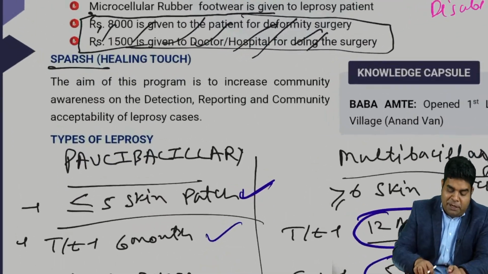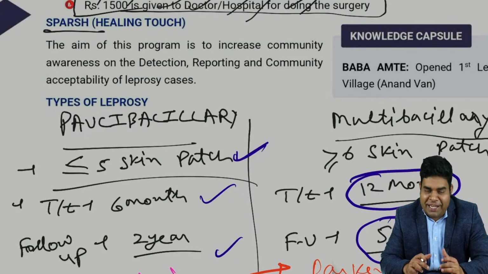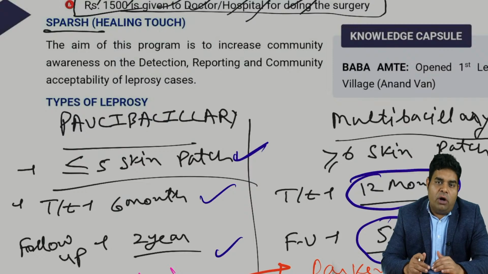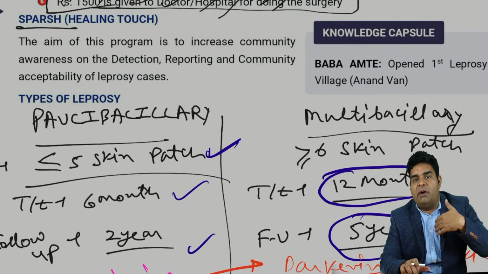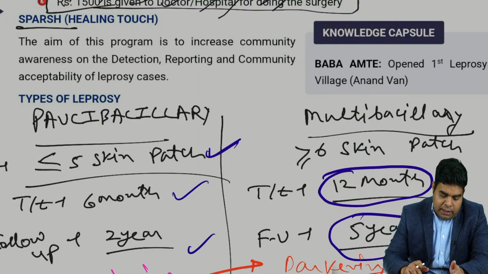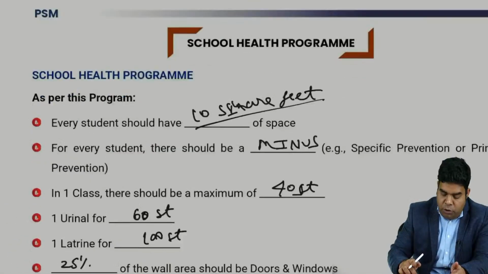One more thing is SPARSH, and not SPARSH Gupta. This SPARSH is the healing touch. In this program, the government is trying to tell people that if you treat a leprosy patient for 2 months regularly with MDT, they will not transmit it to other people. So we need not throw leprosy patients away from their homes. Okay, so these are some of the points and interesting new questions which came from leprosy. I hope you will remember it.